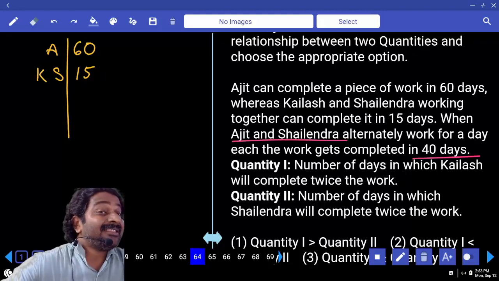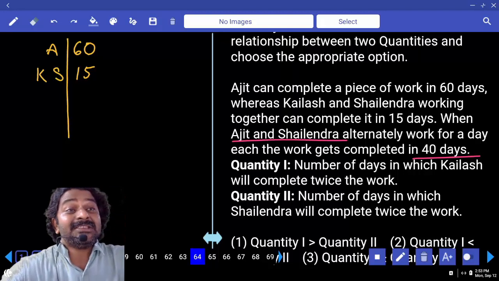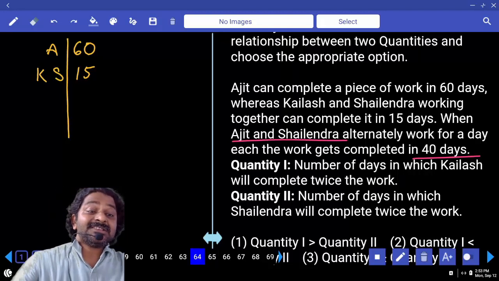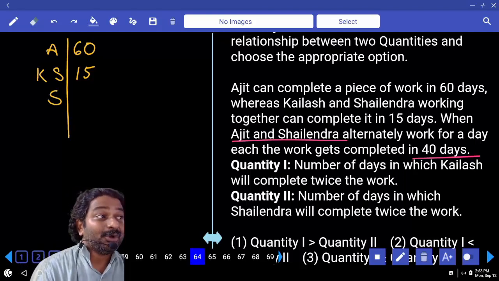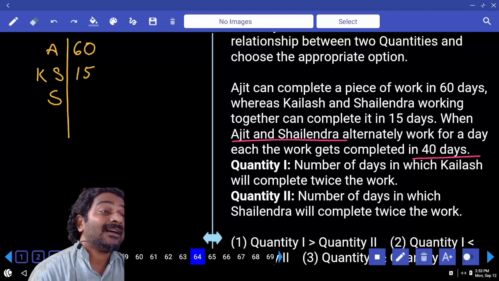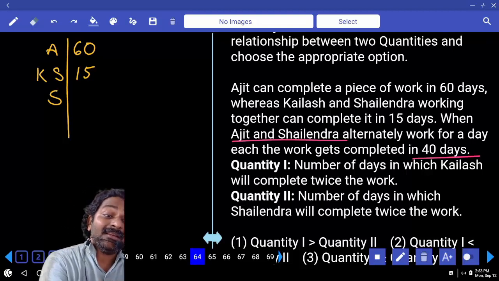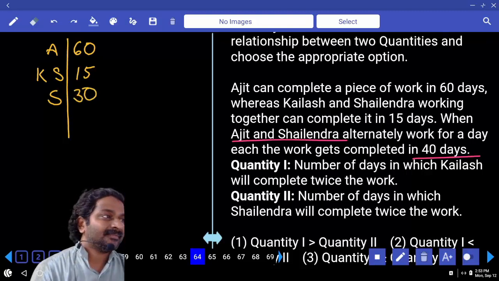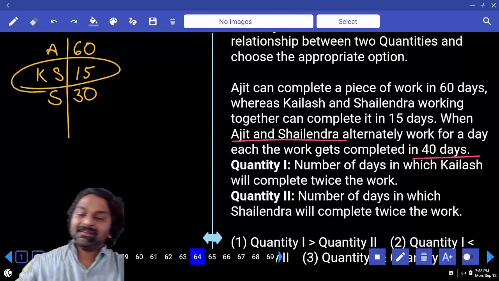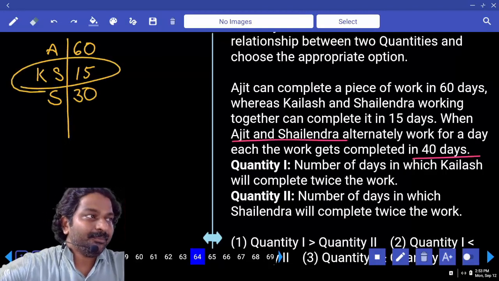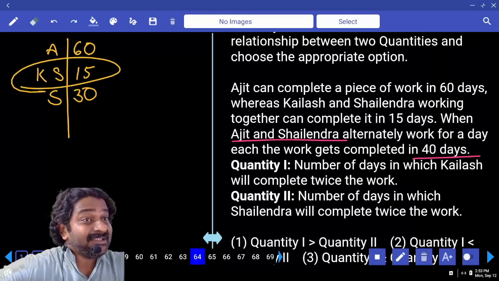Who completed the 2/3 work? Shailendra. Shailendra completed 2/3 work in 20 days. Then Shailendra alone can complete the total work in how many days? 2/3 in 20 days, total one? 30 days. Yes. Now look at this. Kailash and Shailendra work together for how many days?